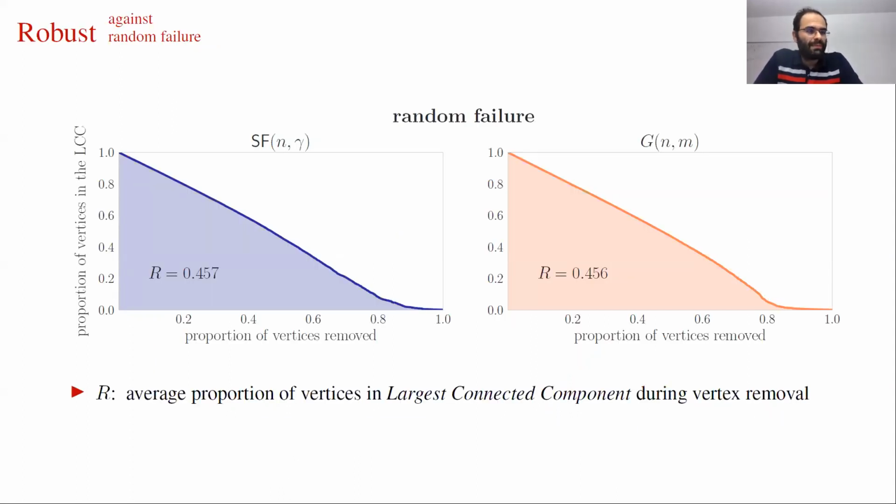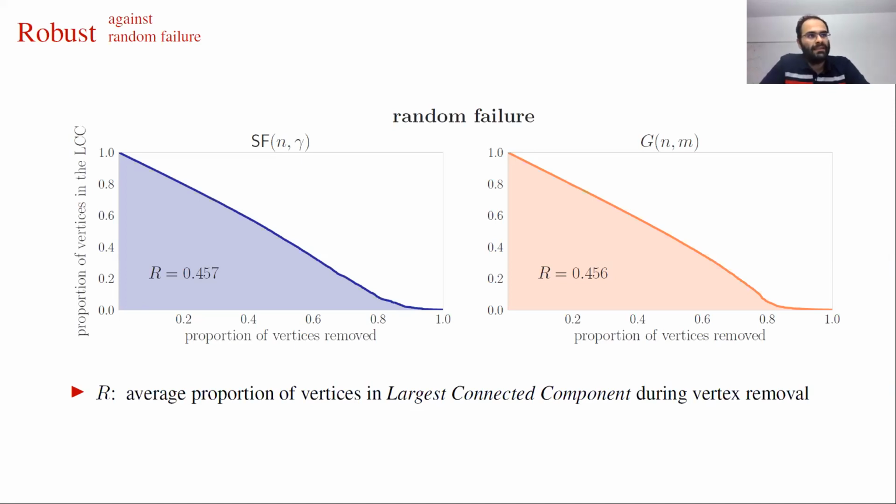If we do so, we would see something like this, where on the x-axis, we see the proportion of vertices that are removed, one at a time uniformly at random, and on the y-axis, we see the proportion of vertices that remain in the largest connected component. And to have a quantitative measure of robustness, we would look at the area under the curve, which captures the average fraction of vertices that remain in the largest connected component during the course of vertex removal. And as we can see, the scale-free graph in this case that we saw earlier is a tiny bit more robust compared to the size-matching random graph.